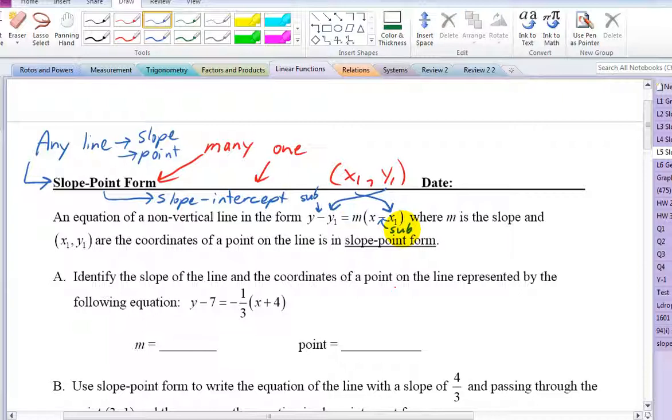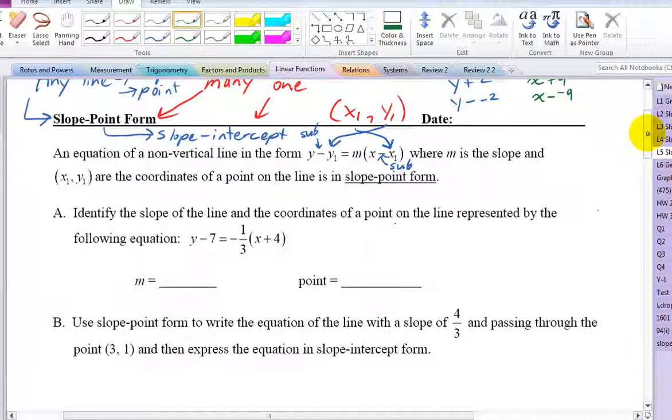Well, if you looked at the board and how we started, if we have y plus 2, that's probably because it came from y minus negative 2. Okay, so watch out for that. Or if we have x plus 9, that probably came from x minus negative 9. Okay, and that's the hardest part with what we're doing today.